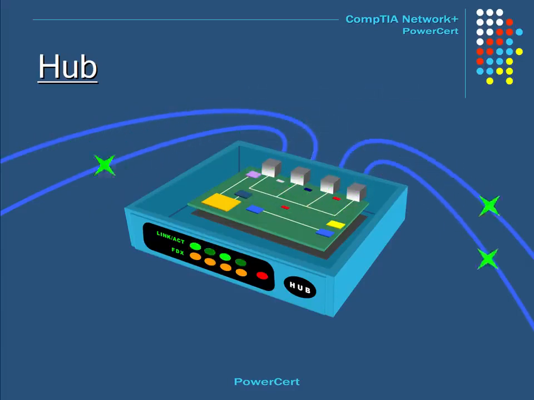There are also two different types of hubs, passive and active. The difference is a passive hub does not require power, but an active hub does require power.